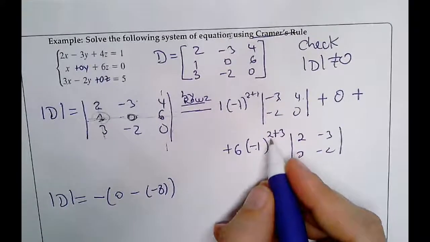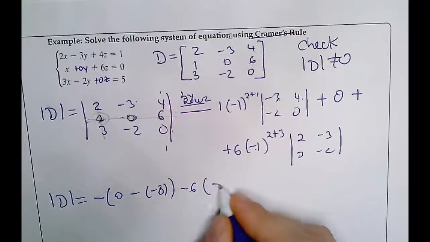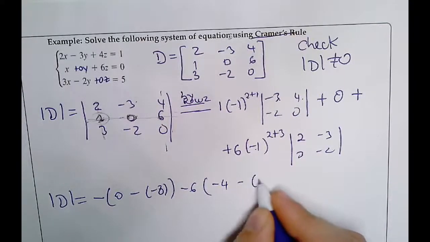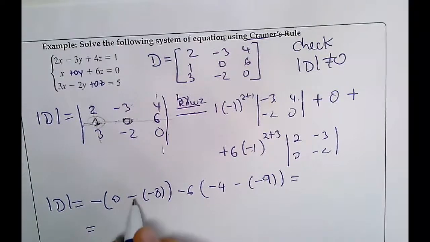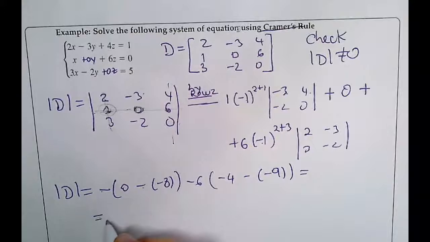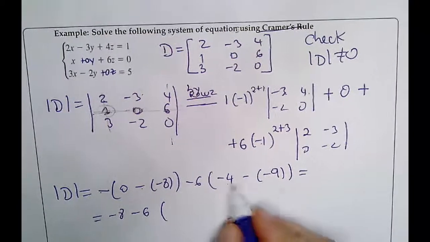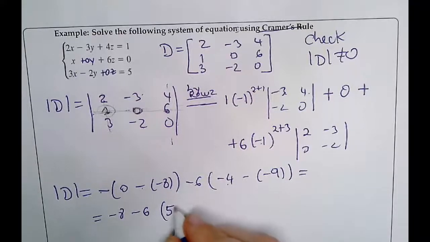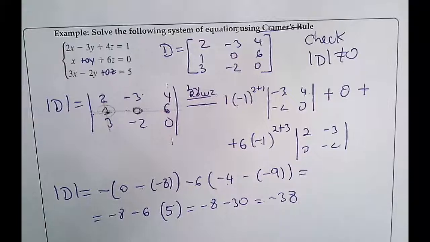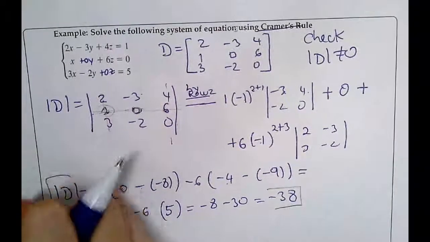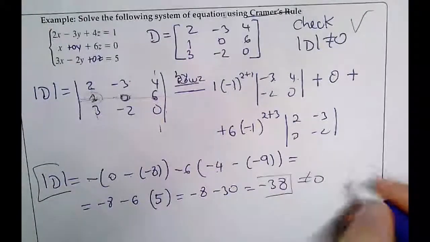-1 to the 5th is negative, so it's going to be minus 6 times the determinant of this, which is -4 minus -9. So I'm going to get -8 is positive 8, with the minus is -8, minus 6 times -4 plus 9, that's 5. So it's going to be -8 minus 30, so the determinant is -38. -38 is not equal to 0, so we checked that. So we can use Cramer's rule.